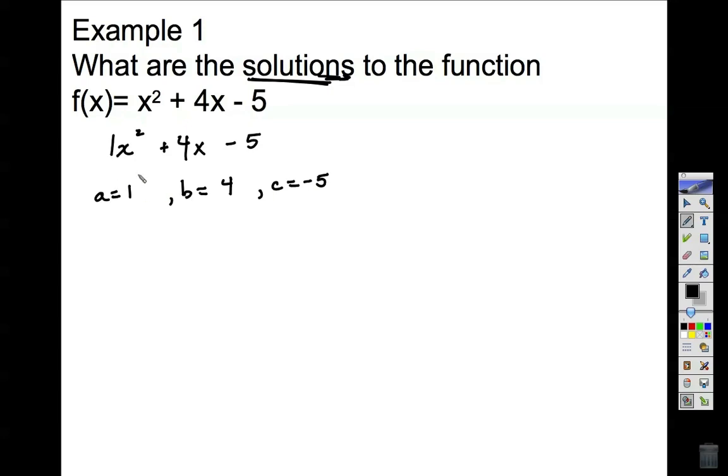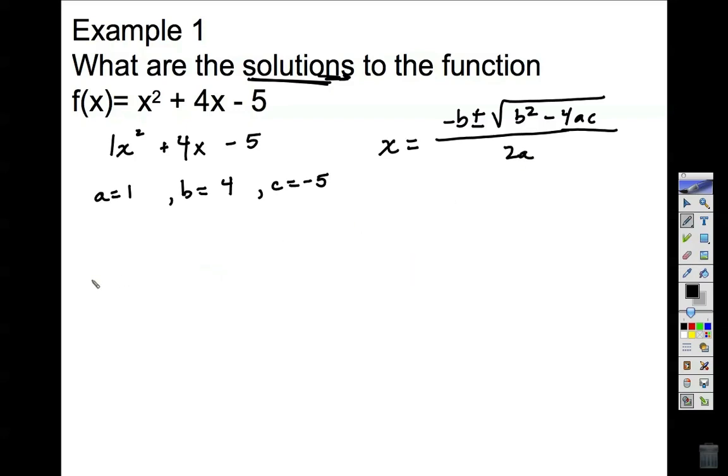A, b, and c are the numbers that multiply with their variables. A multiplies with x squared, which is 1. B is the one that multiplies with x, which is positive 4. And c is our constant, negative 5. Once we do that, we got to recall the quadratic formula. X equals negative b plus or minus the square root b squared minus 4ac all over 2a.